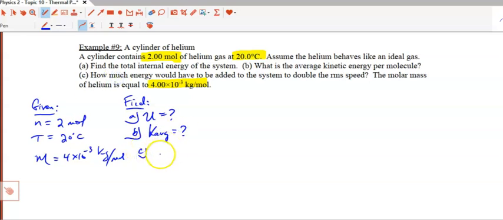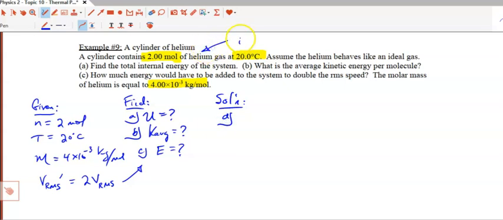And part C is we would like to find how much energy would have to be added, I guess we'll call that E, in order to double the RMS speed. So the new v_rms is going to be twice the old RMS speed. This is for part C. First, we are dealing with helium gas, and helium is an ideal monatomic gas.